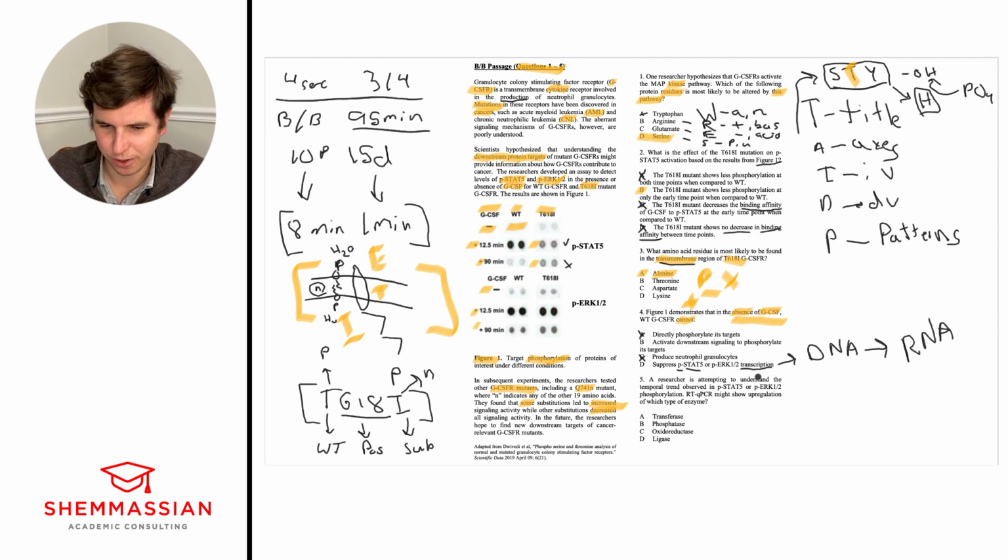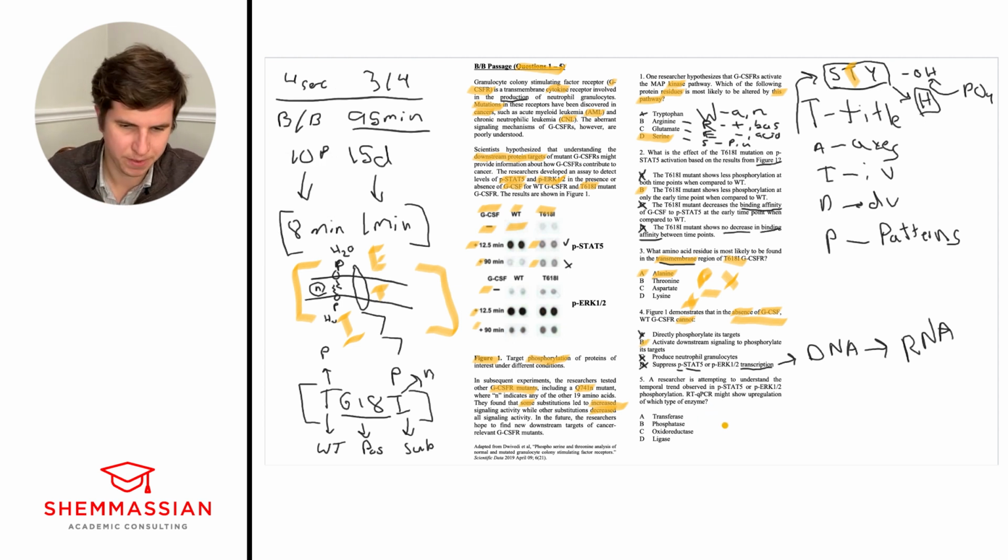So the word transcription here is not a great term. Also, we're talking about phosphorylation, which is post-translational modification. So not a great answer there. So we're not suppressing transcription. Not a great answer. So B is the only one that really makes any sense here. So we're going to go with B.